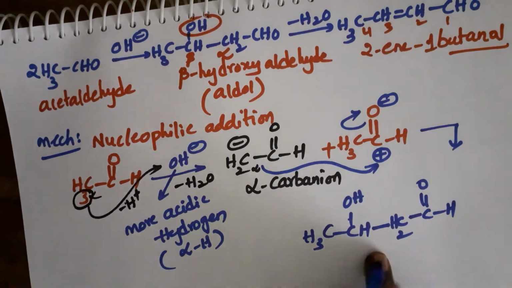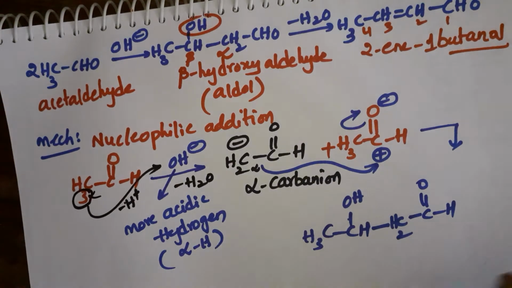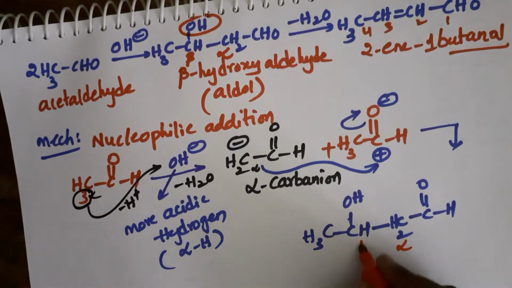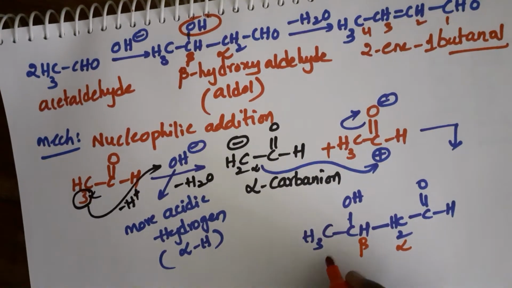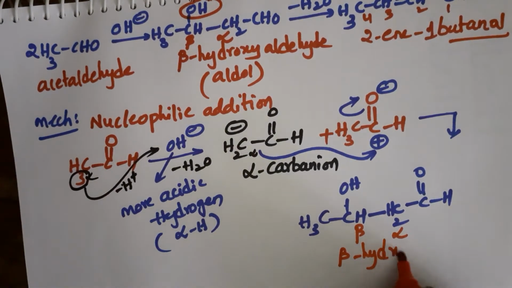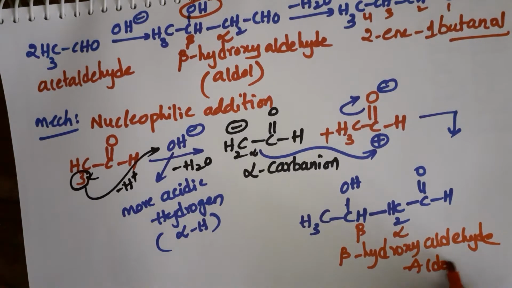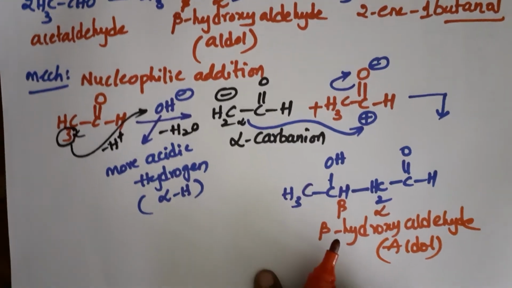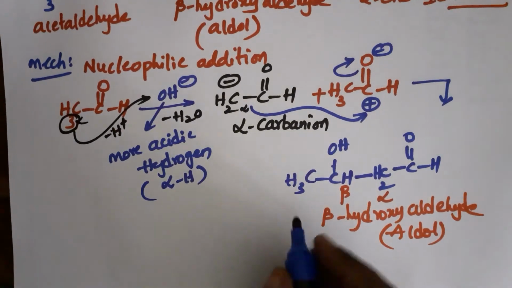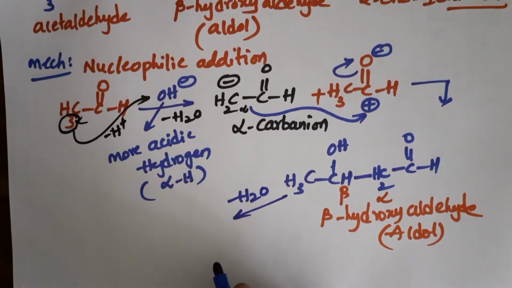Okay, this is the beta hydroxy. This one is the alpha carbon, and here is the beta. In the beta position we have a hydroxy group, so that's why it is called a beta hydroxy aldehyde, right? Another name for this one is aldol. Okay, later on dehydration takes place, that is removal of a water molecule.